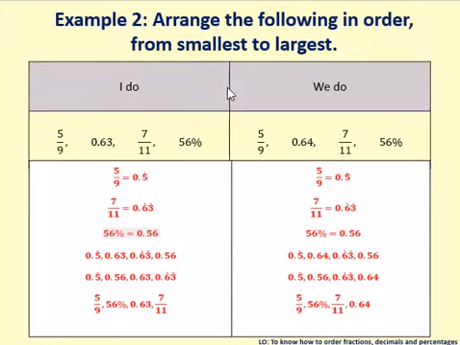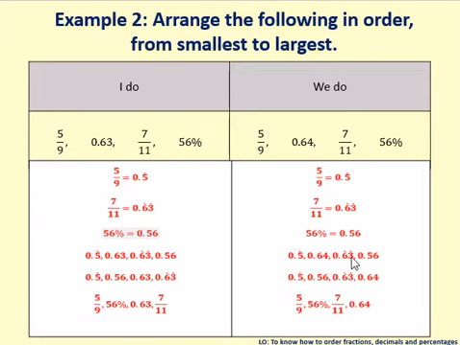Okay, so for the we do, your first step should be to convert these all to decimals. So 5/9 is 0.5 recurring. Again, first step, convert all of these to decimals. So 5/9 is equal to 0.5 recurring. 7/11, do 7 divided by 11 to get 0.63 with the 6 and the 3 recurring. 56% is 0.56 and 0.64 is just a decimal anyway, so we can keep it the same.